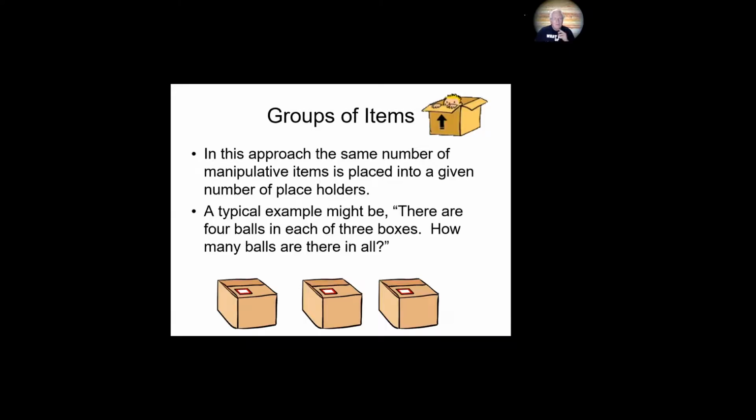What you will see here is the same number of manipulative items being placed into a given number of placeholders. A typical example from the STAR test might be: there are 4 balls in each of 3 boxes. How many balls are there in all? Well, let's see what that looks like.